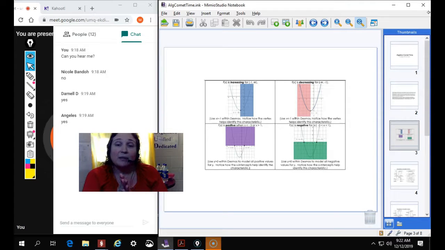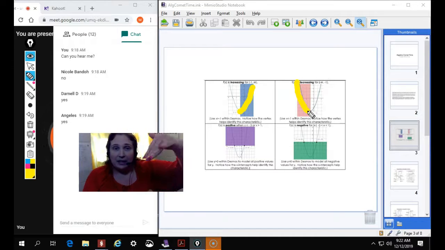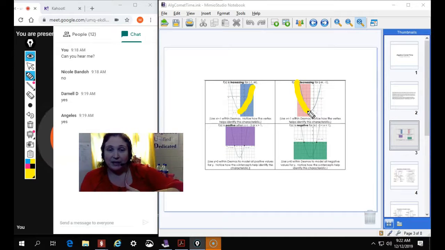So basically what we're looking at is, as it's going up, what's happening? In this blue graph right here, we can tell that from this vertex going up, from negative 1 to infinity, it's going to keep increasing. When we look here from infinity going down, it's decreasing, from negative infinity going down.